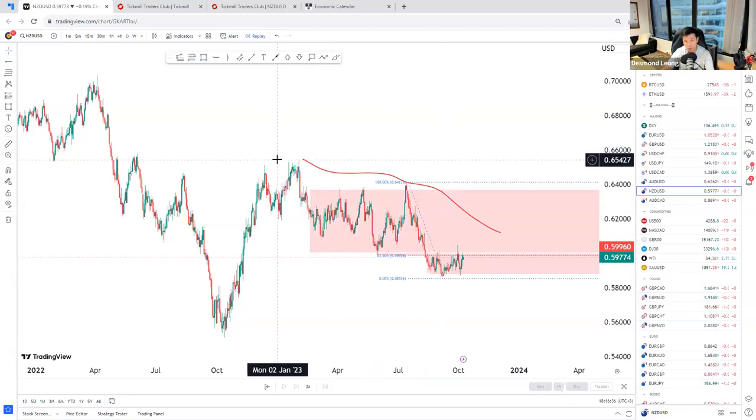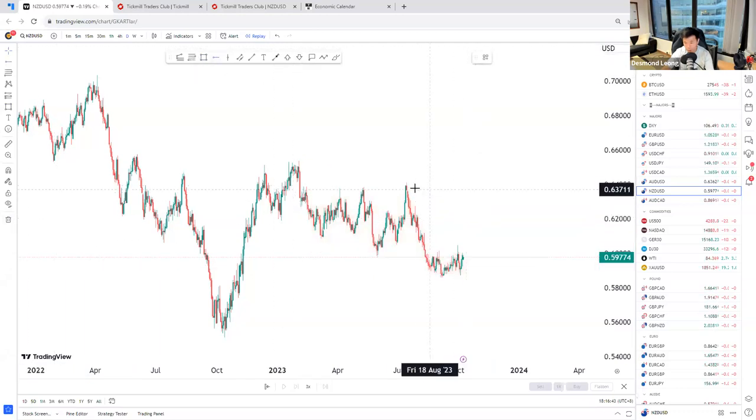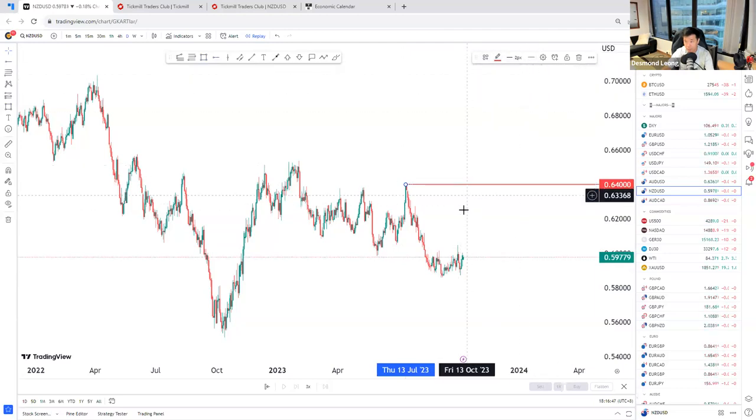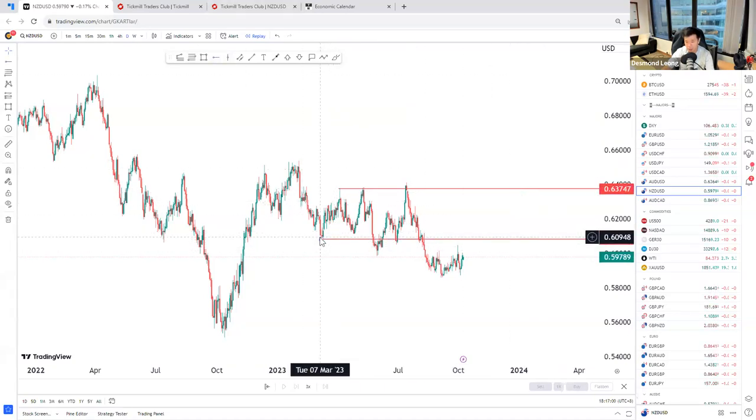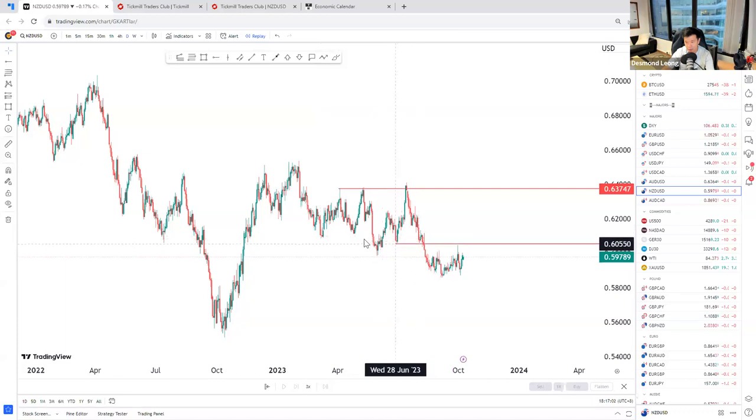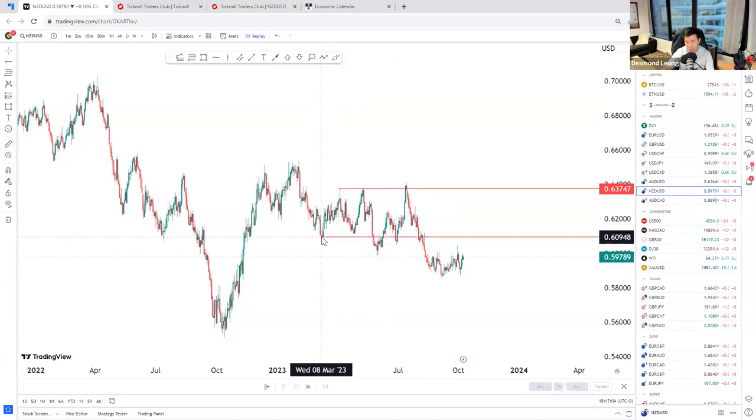I don't want to confuse you with too much terminology, but for example, if I were to draw a resistance over here, I'm going to make it slightly thicker so you guys can see it. I could drag it further back and say, okay, it can be here. I can drag it even further back. Okay, it's here, and I can say, yeah, this would then form part of the range. Same thing for the support. You can put it over here, and you can see, okay, it's over here and over here. How far back can I drag it? That's the important thing when you're doing Wyckoff.